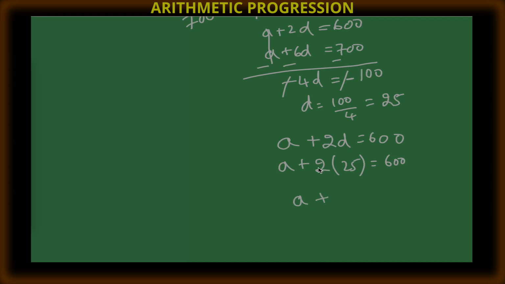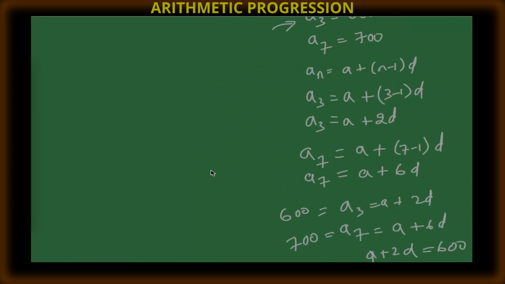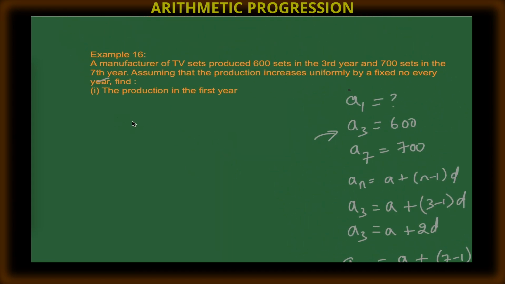A plus 2, 25, 50, 600. A is equal to 600 minus 50, which is equal to 550. Okay, perfect. We know A is equal to 550. Okay, so we know A is equal to 550 and D is equal to 25. So the production in the first year is nothing but A1. So this is the answer for this question.